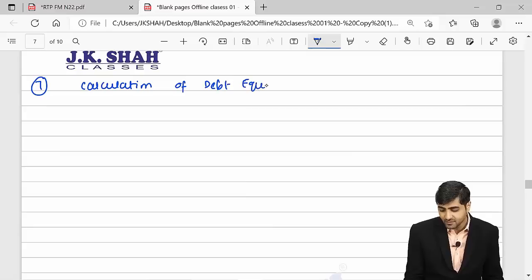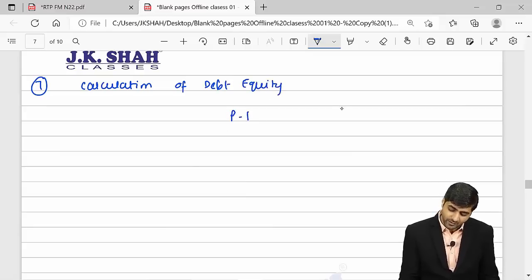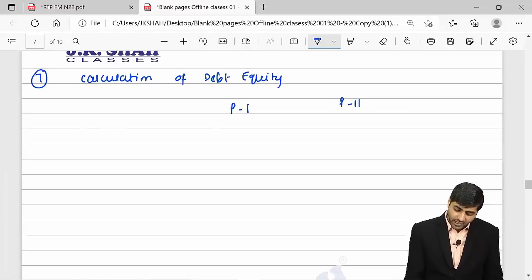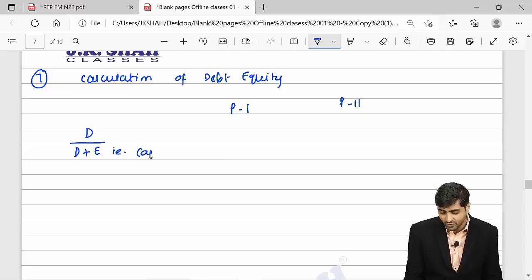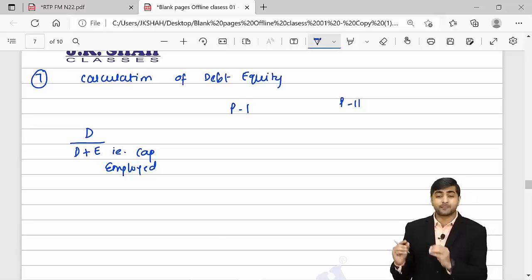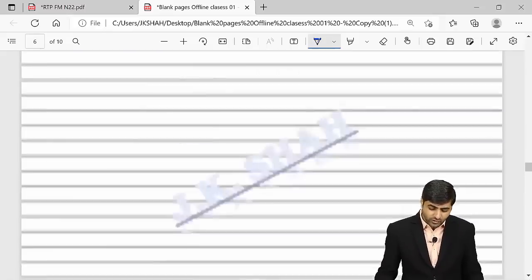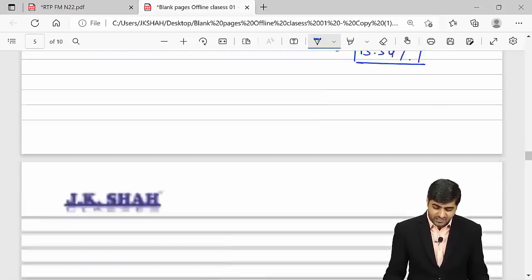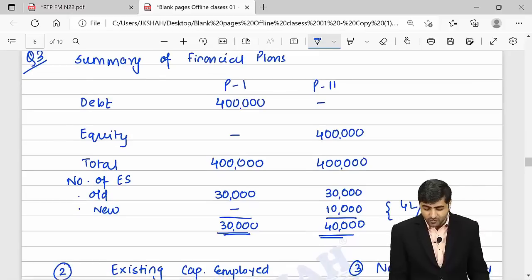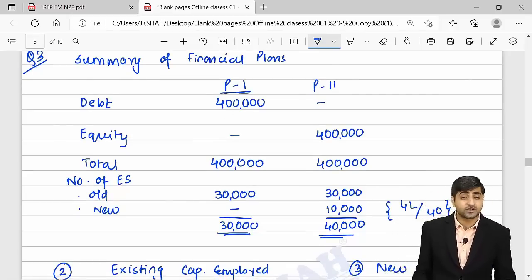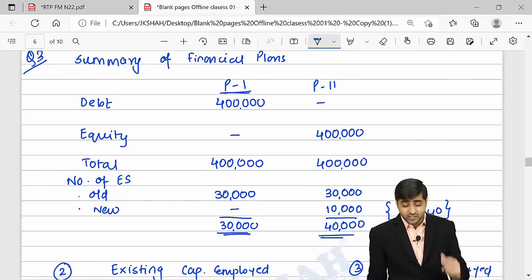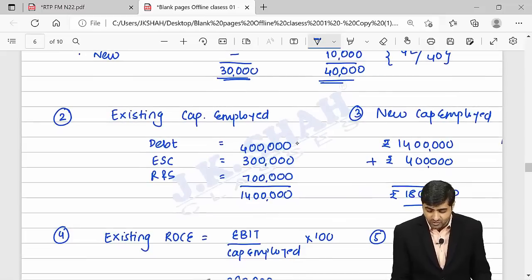And guys, here we have two plans, plan 1 and plan 2. And this is nothing but debt upon debt plus equity, that is nothing but capital employed. So let us check our proportion of debt on your capital which is being employed. In plan 1, are you taking any additional borrowings? Let us check that out first. So in your plan 1, yes, you are taking some loan which is amounting to 4 lakhs. Guys, do you already have some existing loan? Yes or no? Yes sir. That is also nothing but 4 lakhs.